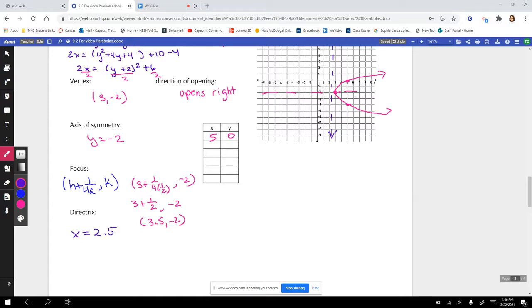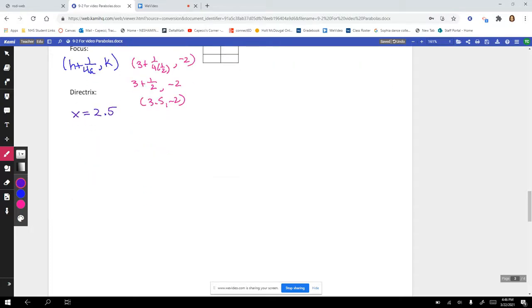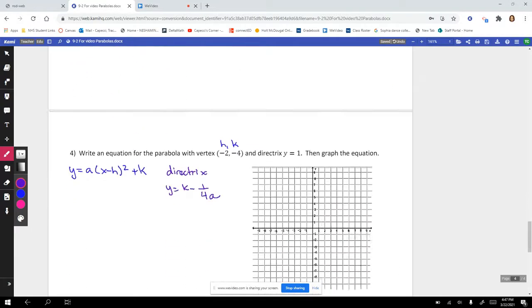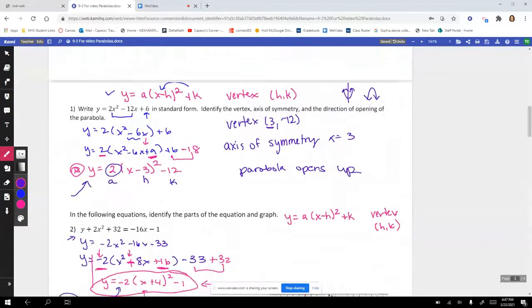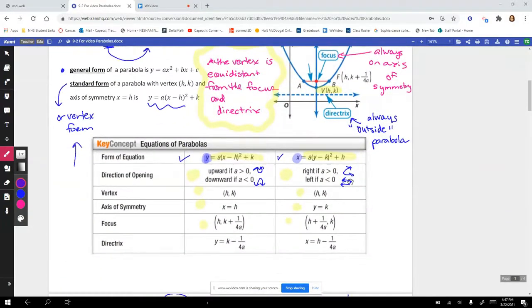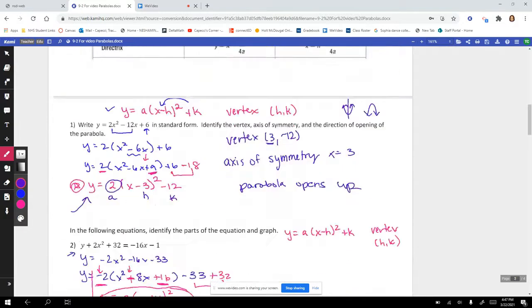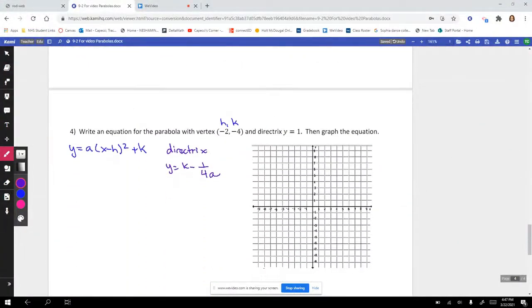All right. Okay, let's look at some other examples that have slightly different given information. Write an equation for the parabola with the vertex and the directrix, then graph the equation. Okay, so I have the equations written down, and again, you have them in the chart that I gave you right in the beginning. I just pulled it out ahead of time so we would be ready to go.